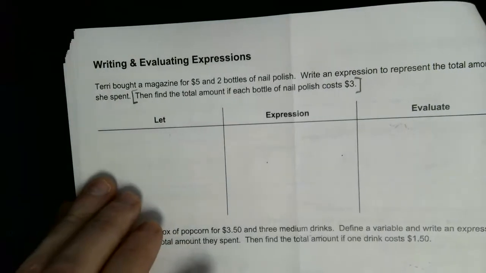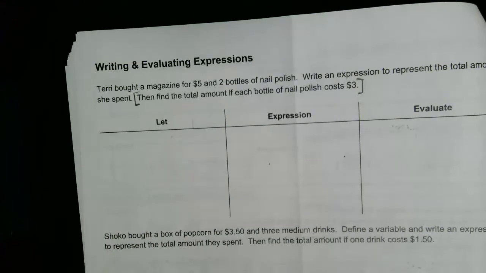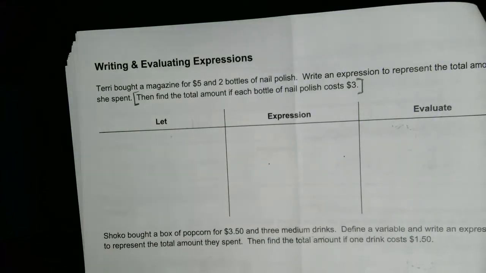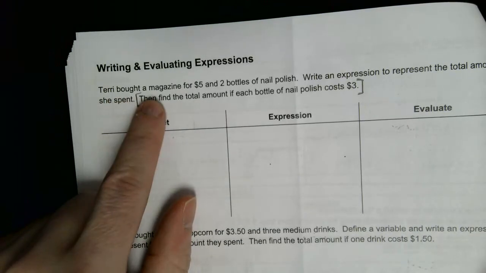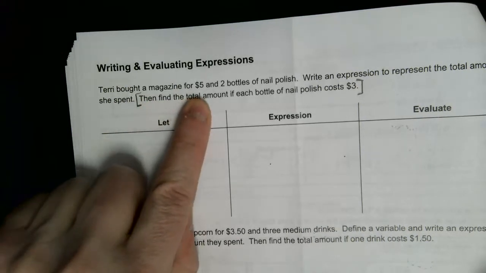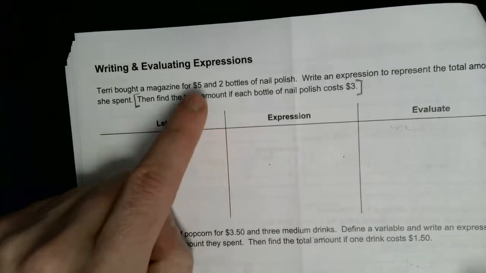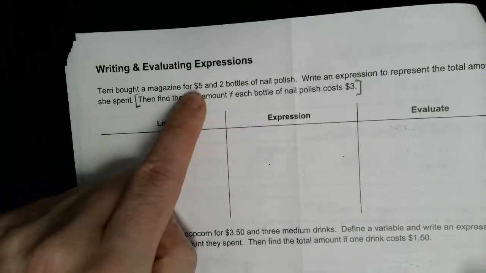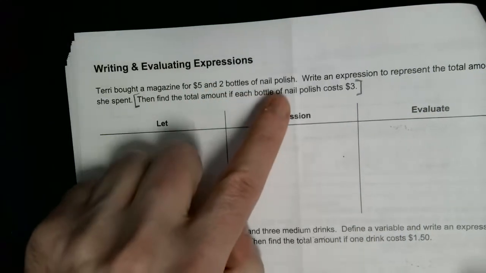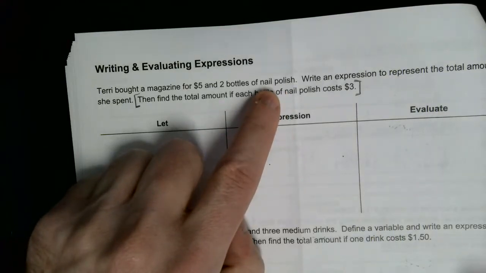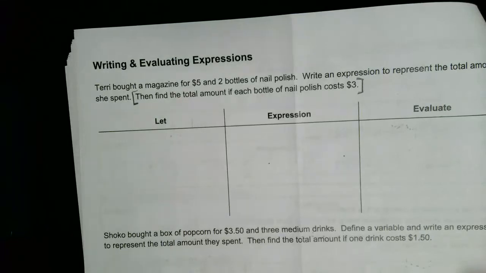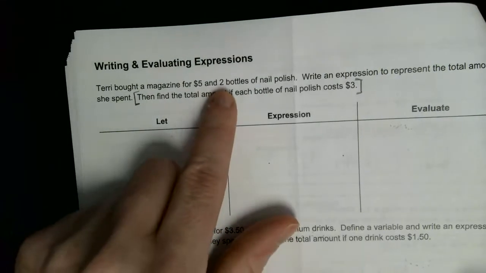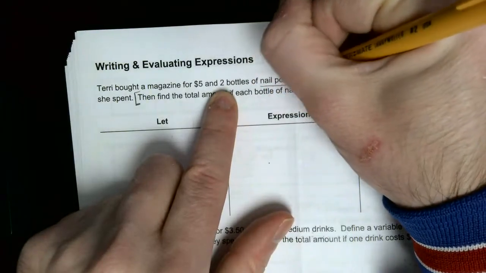You'll see why. So the first thing we have to do to write this expression is figure out, well, what's the amount we don't know? What's the number we're not sure about? Let's look at this little sentence here. Terry bought a magazine for $5 and 2 bottles of nail polish. Well, we know she bought only one magazine for $5, 2 bottles of nail polish, but we don't know how much the nail polish costs. So again, this is why we're forgetting that we even know this. And the point of this, again, is not just to find the answer. It's how do we set up an expression? And that's the key thing here.